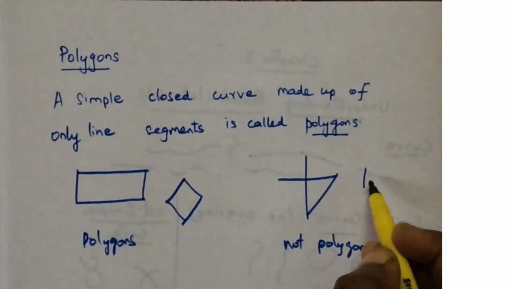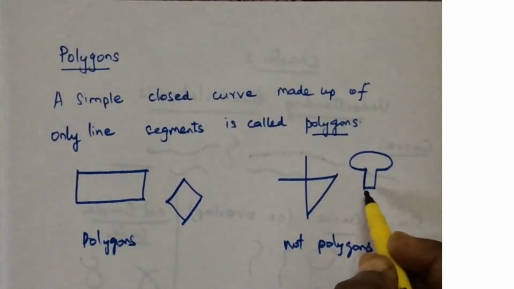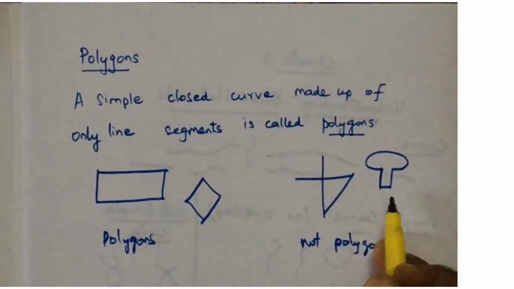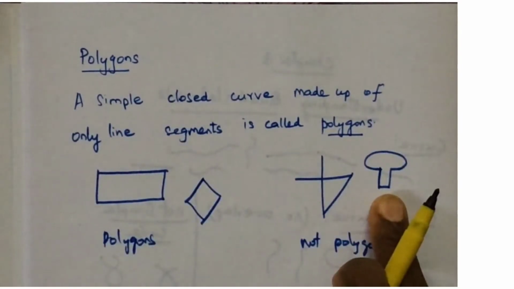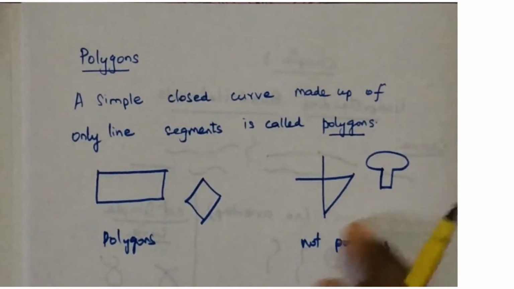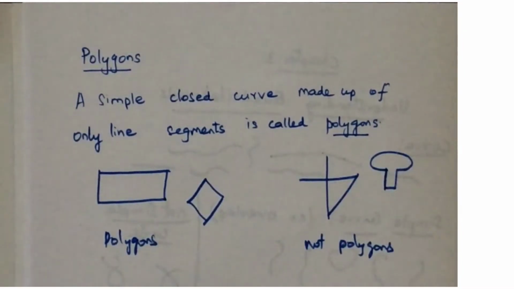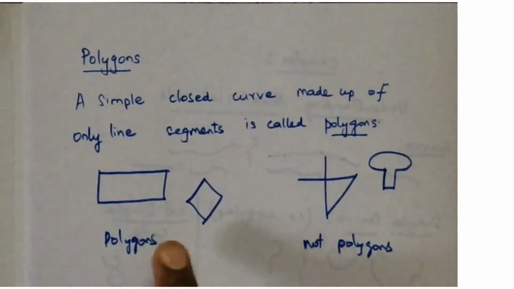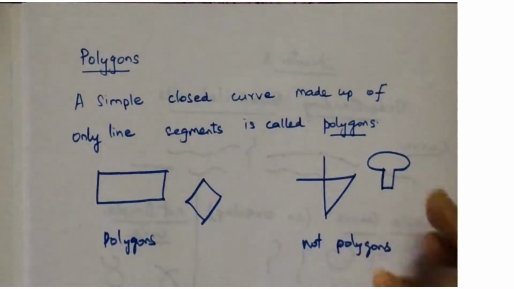Even you can see I am starting from here, I am ending from, I am starting. If you see this figure, it is a simple closed curve, because this figure is closed and there is no overlapping here, but it is not made up of line segments. Okay, there is a curve here. If it is to be a polygon, it has to satisfy two cases. First, it should be a simple closed curve that is made up of only line segments. Then we can call that a polygon. If there is an arc-like structure like this, then it is not a polygon.